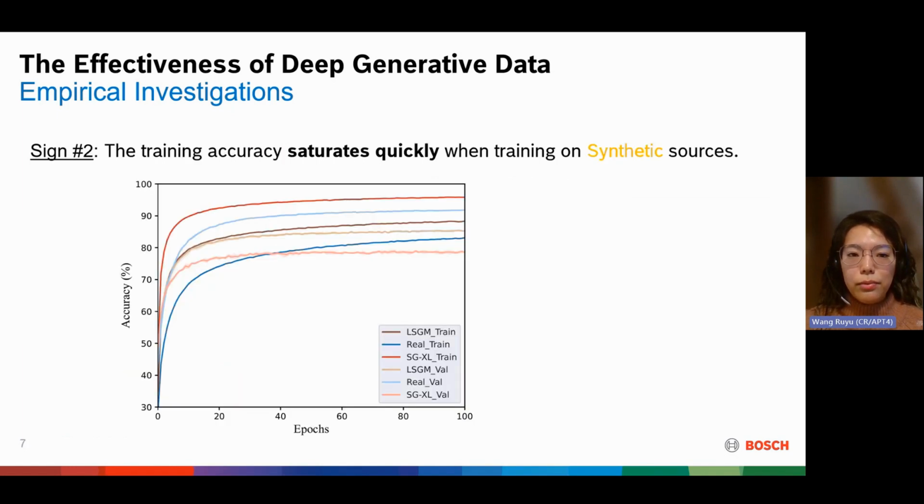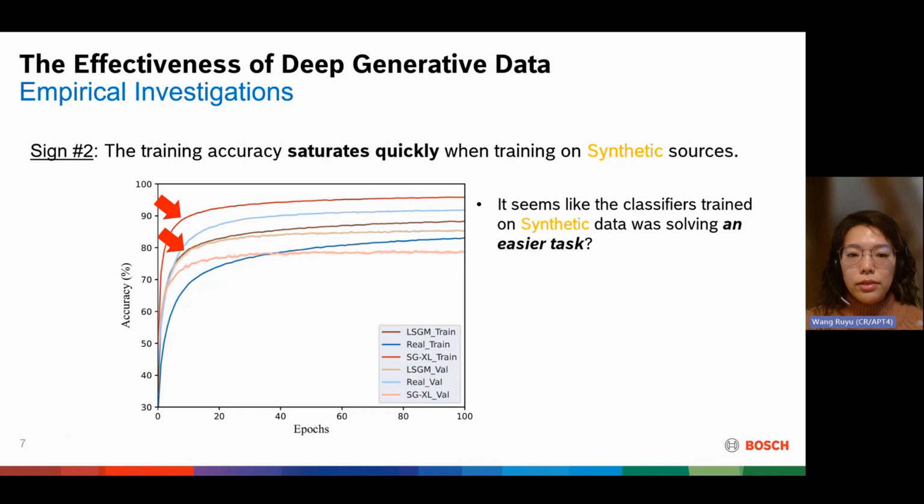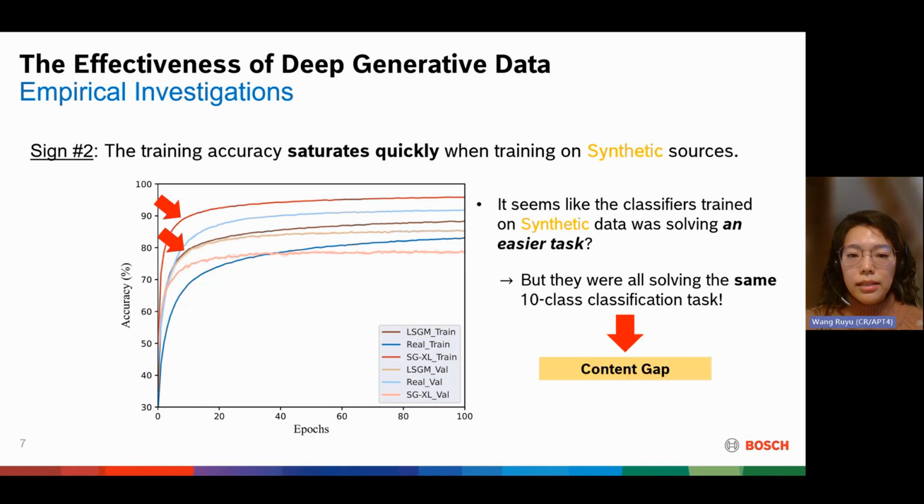Let's continue with sign 2. Here, by observing the training curves of the classifiers, we notice one thing. That is, the training accuracy of the synthetic classifier saturates way quicker than the real one. They spike over 80% accuracy within the first 20 epochs. This feels like the classifier trained on synthetic images is solving an easier task. But this is not true, because they are solving the same 10-class classification task. This links us back to the content gap among all gaps, where we now hypothesize that the synthetic data from deep generative models forms a simplified dataset where rare samples are missing.